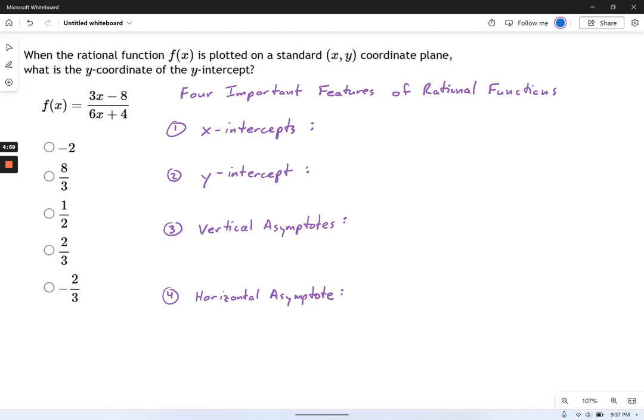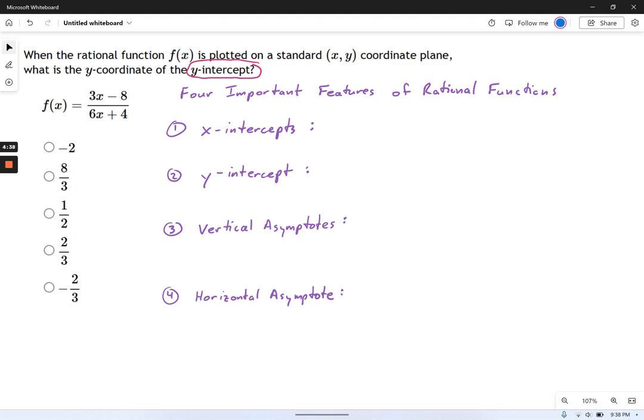This question will be quick to answer, but I want to go through other versions of this question too. You'll see what this one that I have right here is focusing on is just the y-intercept. But you might be looking at a version of this question that says, what's the x-intercept? What's the vertical asymptote? What's the horizontal asymptote? So I want to talk about each of those four important features in turn.